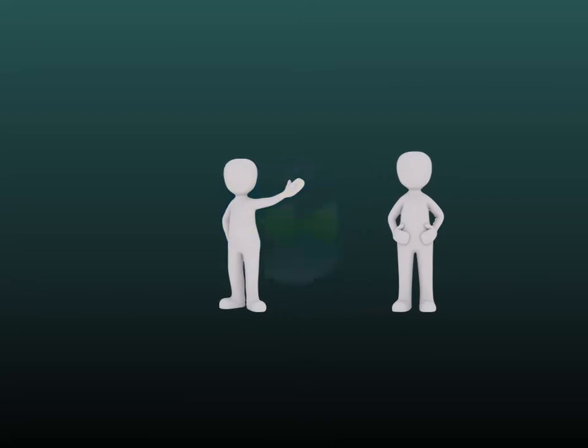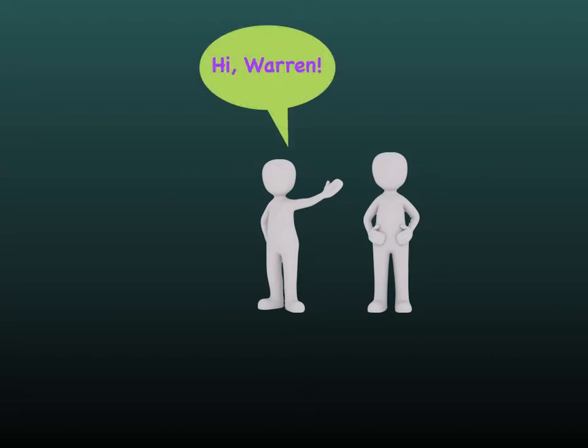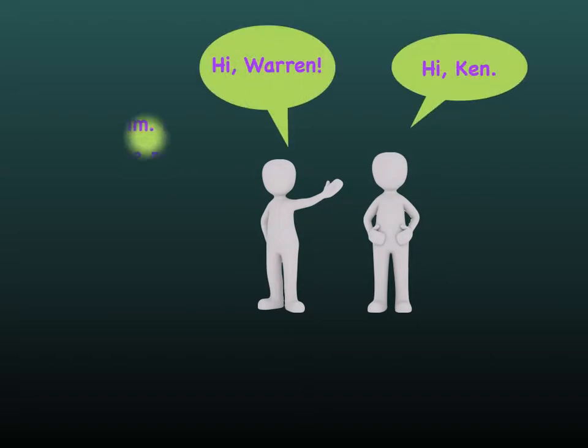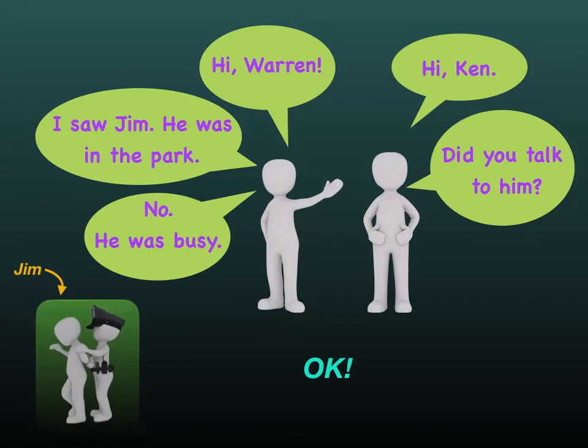Let's go back and start the conversation again. This time, Ken uses a name, and Warren knows Jim, so the communication is good. But maybe Jim wasn't happy.